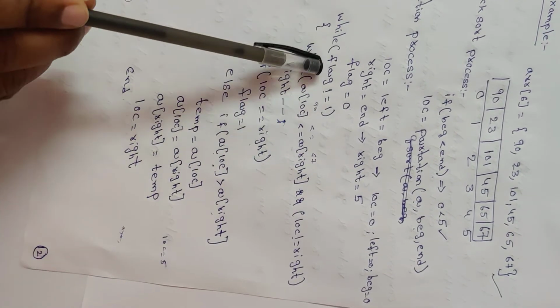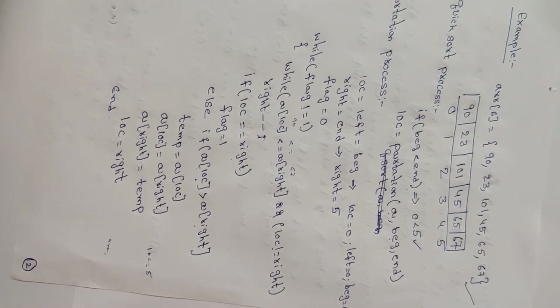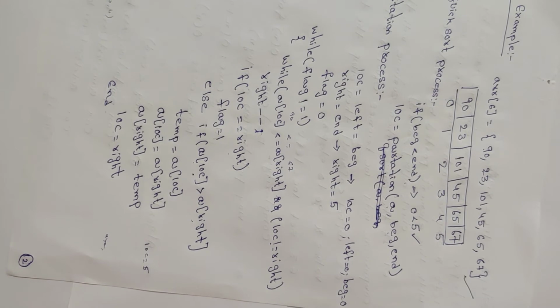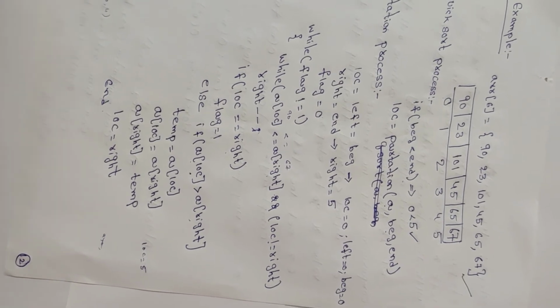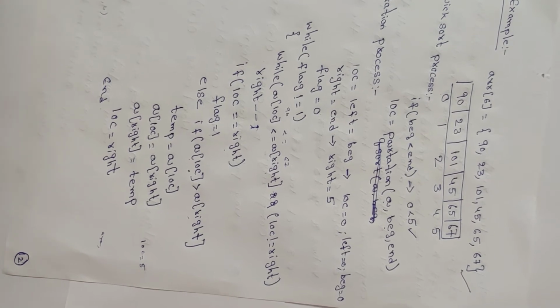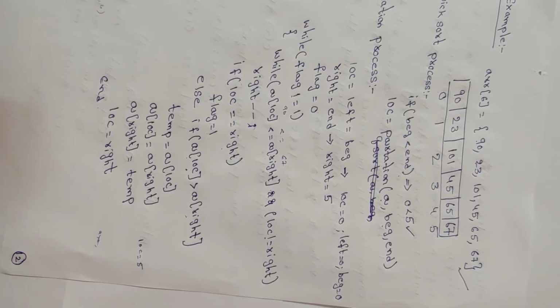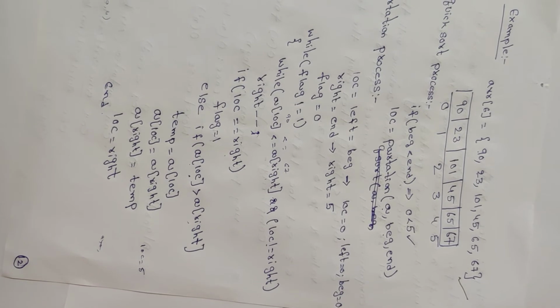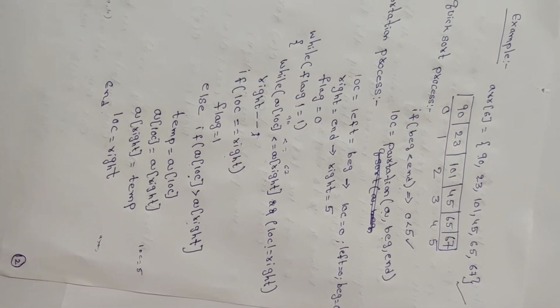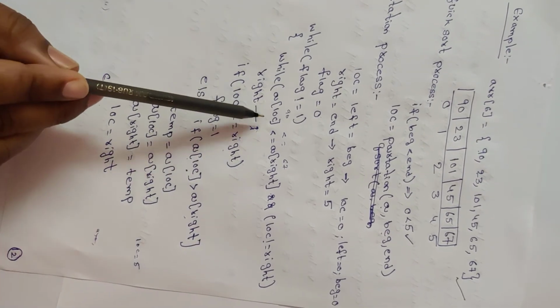So now while flag not equals 1, flag is 0, 0 not equals 1 condition true. When this is true, what happens now? We have to scan the complete array from right to beginning. First we are scanning the array from right to beginning. So that is what I am doing here.